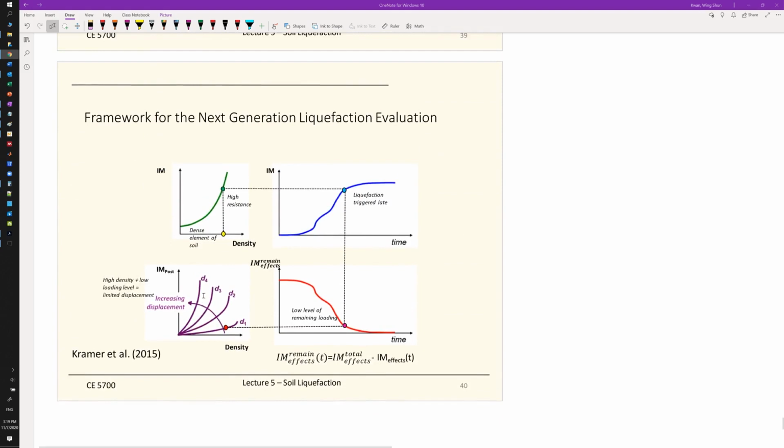I think I will try to do one more example for the liquefaction evaluation procedure next.